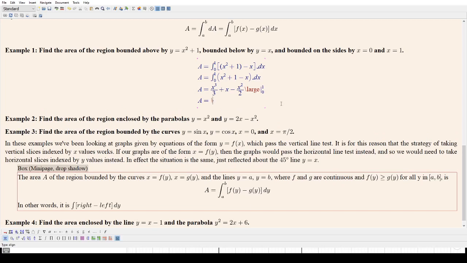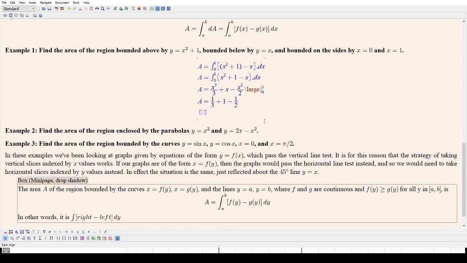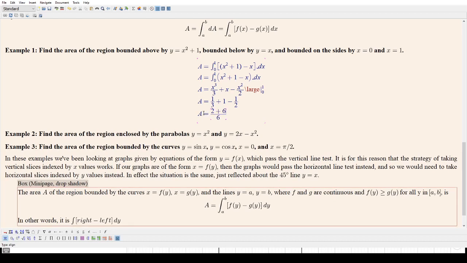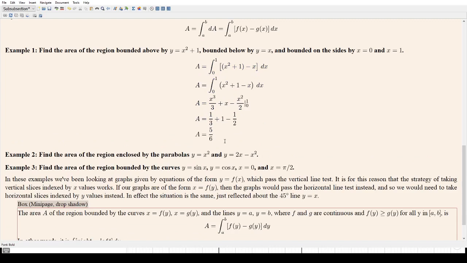So let's see, if we plug in 1, we get 1/3 plus 1 minus 1/2. If we plug in 0, we get 0, so nothing else to be done there. So finally, what is this? A little bit of fraction arithmetic. Bottom is going to be 6. 2 plus 6 minus 3. That's 8 minus 3, so that's 5. So 5/6. Okay, so that's our final answer, 5/6.